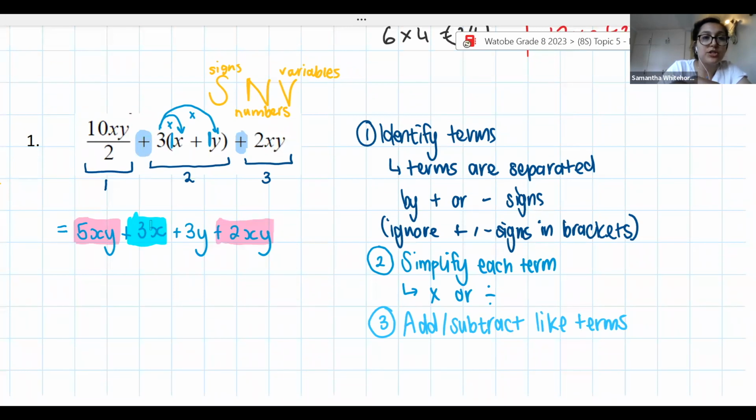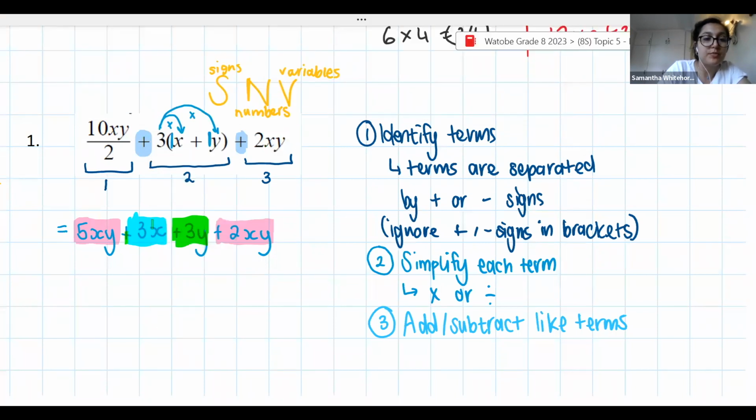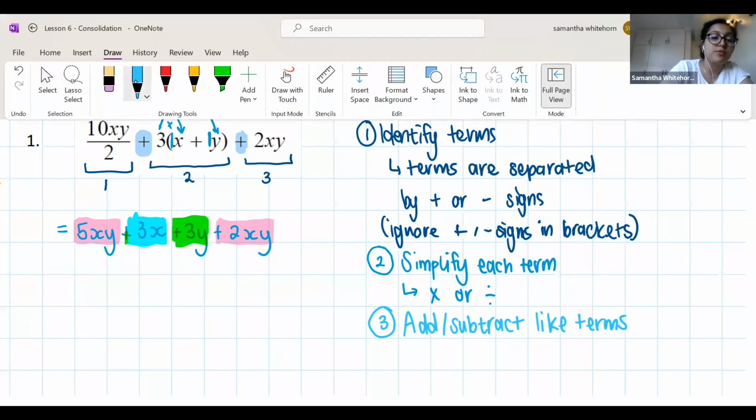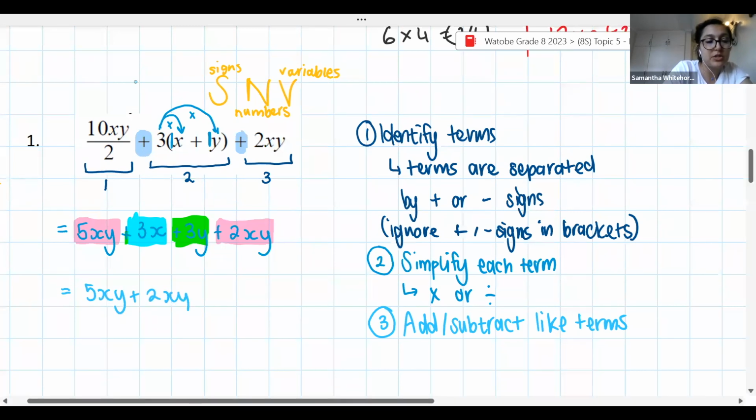And I have a term with just a y in it. Now, x and y are 2 different variables, so they can't go together. There are 2 different groups of terms. Now, if you want to write your group terms or your like terms together, that is absolutely fine. 5xy plus 2xy plus 3x plus 3y.